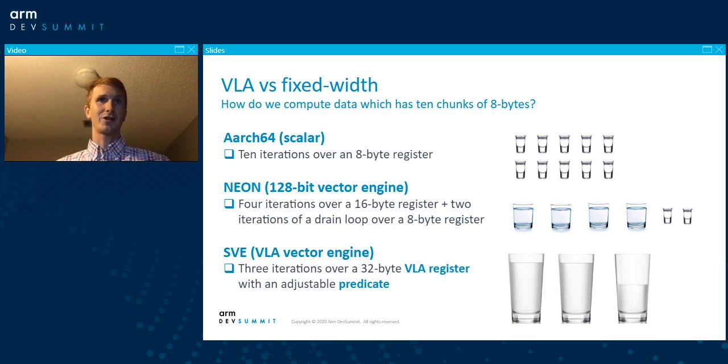Vector length agnostic architectures like SVE allow you to use just one loop, and in the last iteration, which would typically have to be a drain loop at a fixed width architecture, you use predicates to adjust the width of the vector down to fit the remaining data. So if you imagine a certain vector width here, your first 2 iterations are of a certain size. They consume as much of the data as possible. And then whatever the remainder is, you just predicate to put the remainder of that data into the vector register and use one loop for all the data. You don't have a drain loop at all. It's just one.